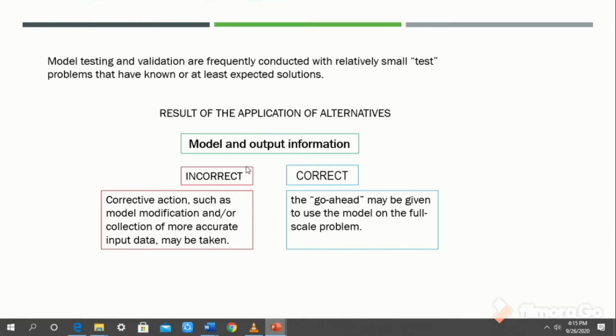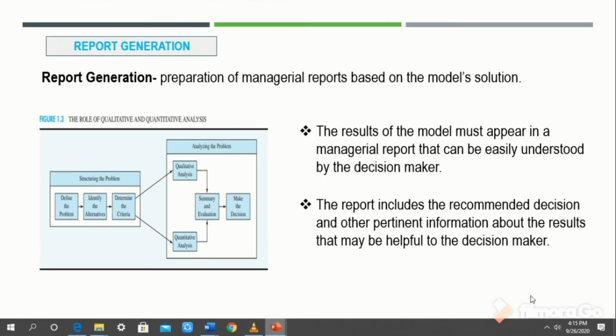You apply it. But if the model and input information are incorrect, of course, there should be a corrective action performed, such as model modification and/or collection of more accurate input data. So here, after your model solution, you proceed to report generation.